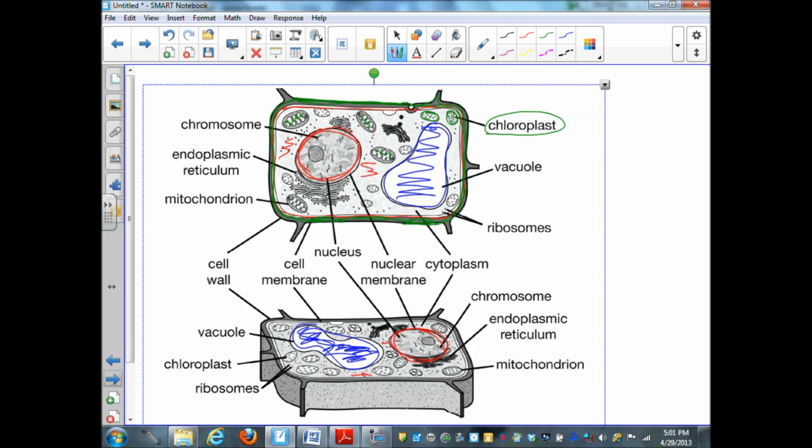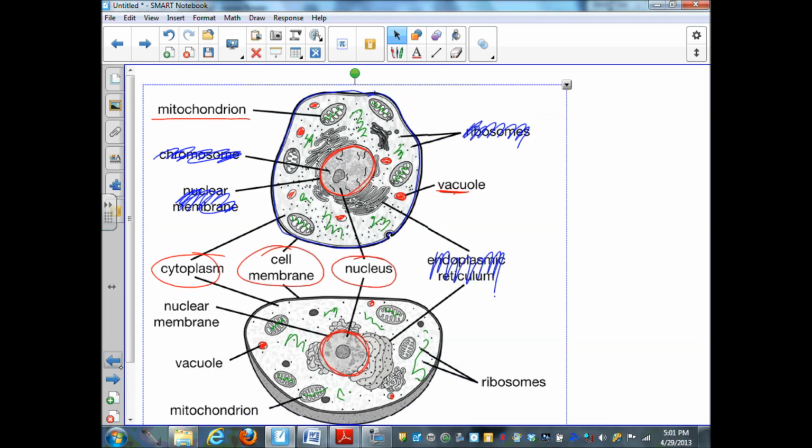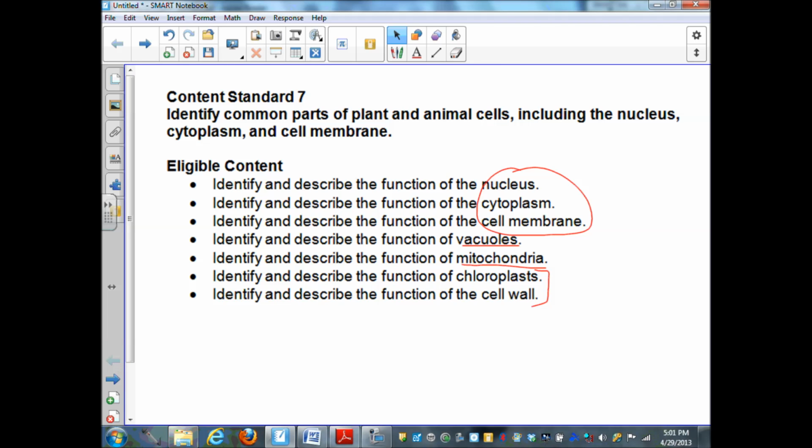The main difference then: a large vacuole in a plant cell, small vacuoles, and many of them in the animal cells. You have a cell wall in the plant cells that you don't have in the animal cells, and you have chloroplasts for turning sunlight into food that exist inside the plant cells but not in the animal cells. Quick review of plant and animal cells, and that will get you through content standard number 7.